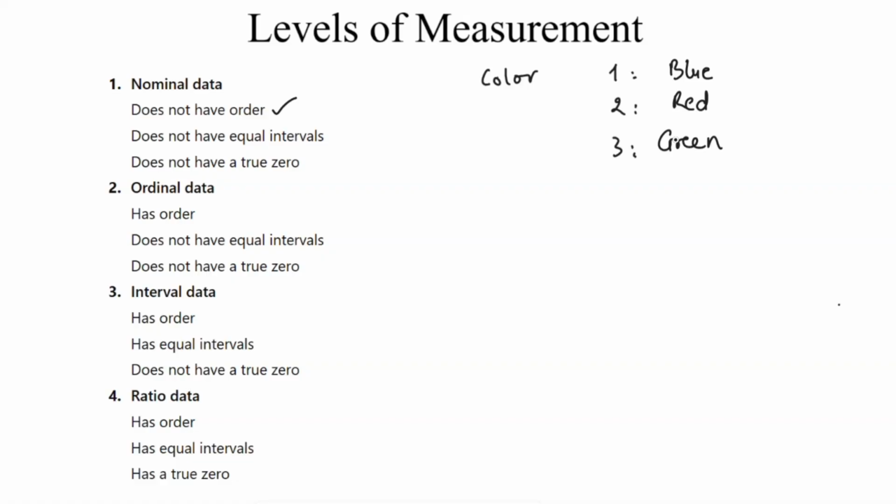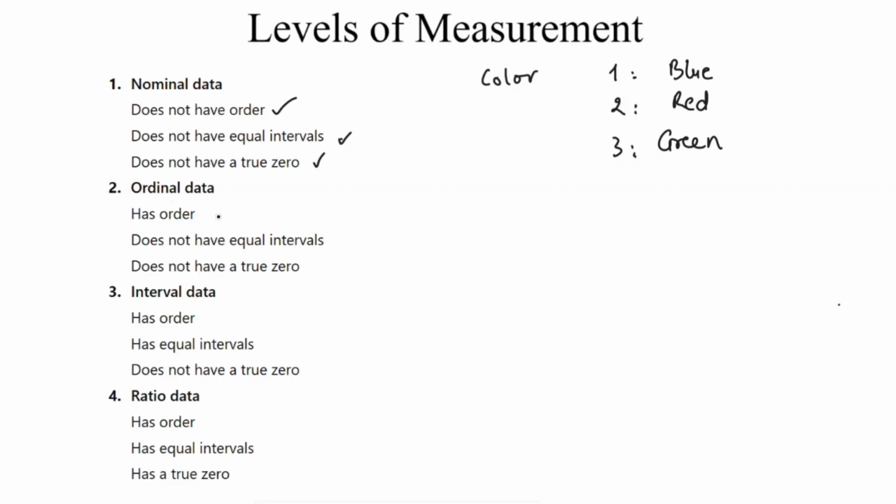It doesn't have equal interval because 2 minus 1 is 1, right? But you cannot take subtraction of red and blue. You cannot take red minus blue because it's not legit. So it doesn't have equal interval, okay? It doesn't have true zero because this is a label. You label it, so it doesn't have true zero, right?